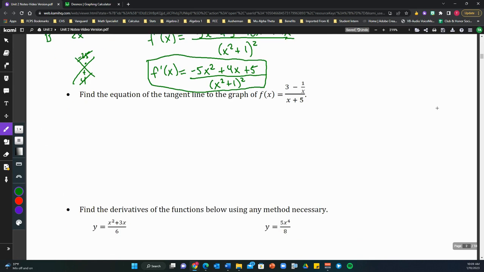All right, so for the next one, I want to find the equation of the tangent line to the graph of f of x equals 3 minus 1 over x, all over x plus 5. So for this guy, this one is a fraction to start, but if you notice, it is what we call a complex fraction. It's a fraction that has a term within either the numerator or denominator that itself is also a fraction. So we don't like to use the quotient rule for this because it requires extra rules inside of it.